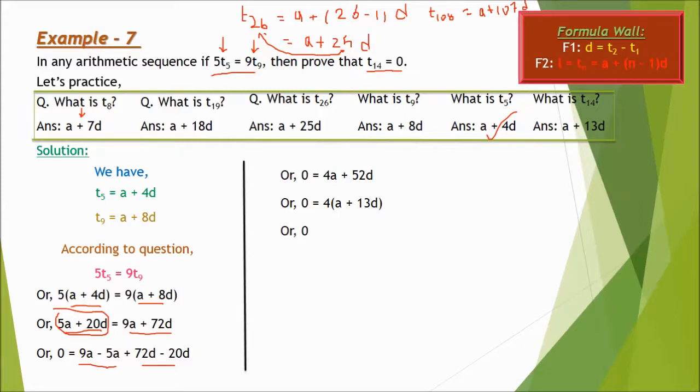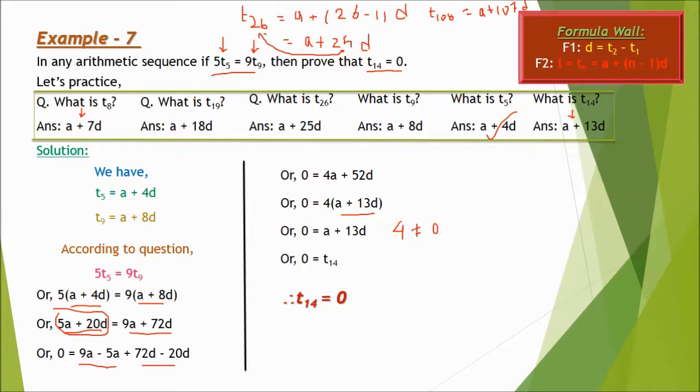Now we can write, as 4 is not equal to 0, the next part, a plus 13d, must be 0. Now, what is a plus 13d? A plus 13d is T14, isn't it? A plus 13d is T14. We can directly write 0 is equal to T14. So that is our answer.